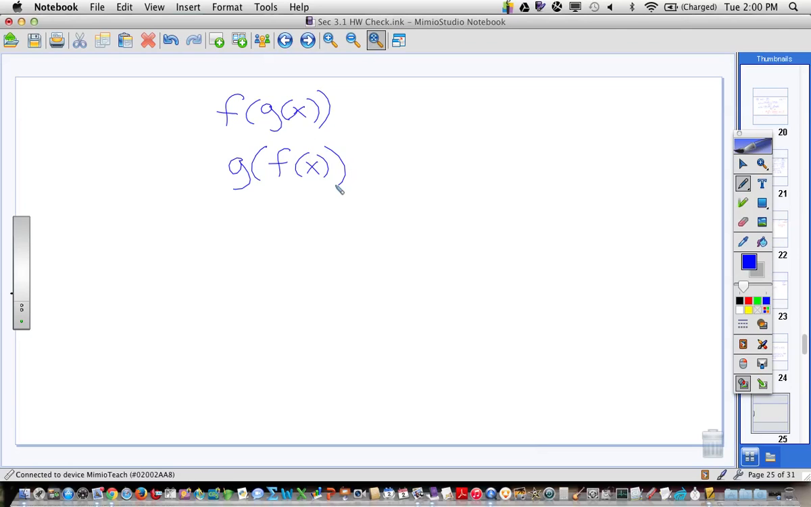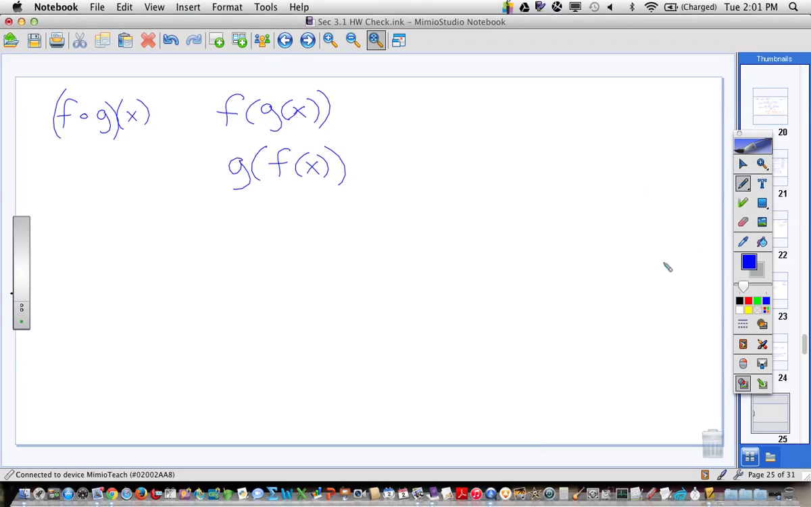Okay? Your book also uses some weird notation. I call it the fog notation, because it looks like this. I don't know, for some reason, to me, that spells fog. But they'll do that. That means f of g of x as well. So if you see that in the book problems, that's what they're talking about, f of g of x.